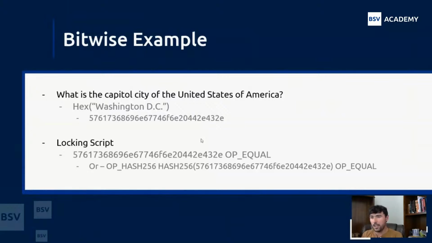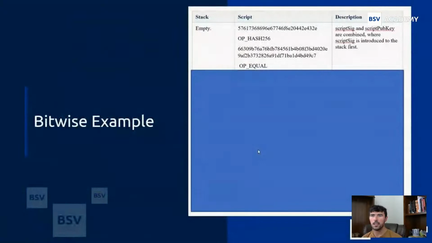This is very simplified, because Bitcoin script doesn't actually evaluate strings. It would use hexadecimal. So I took the hexadecimal of Washington, D.C., which is this long string here at the top. And then I'm going to devise some locking script. But of course, I don't want to expose the answer in my locking script because that would give it away. So instead, I would hash it to another value, which I think I did on the next page. So I took the double SHA-256 hash of Washington, D.C. and put it in my locking script.